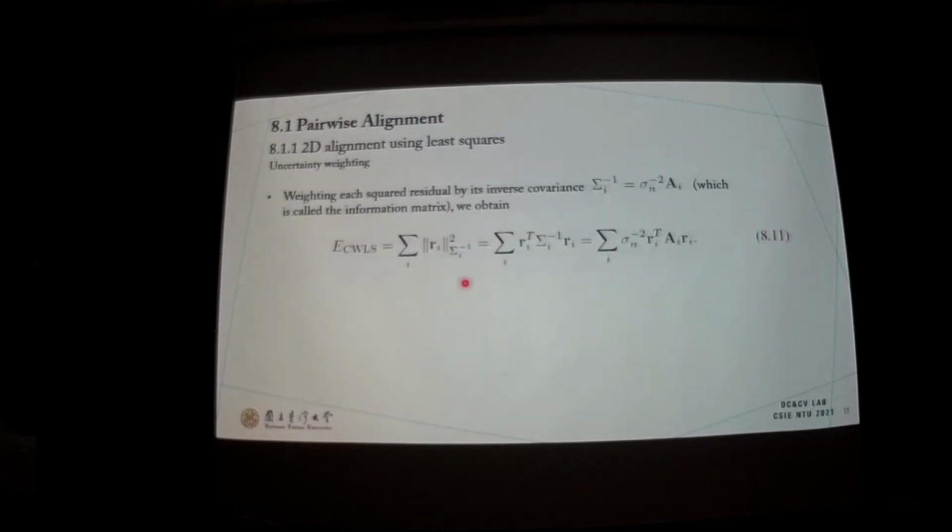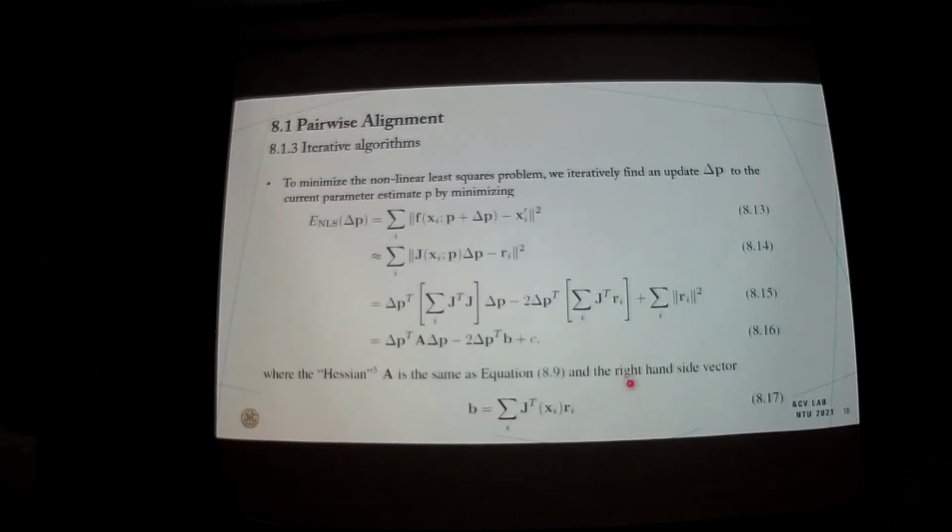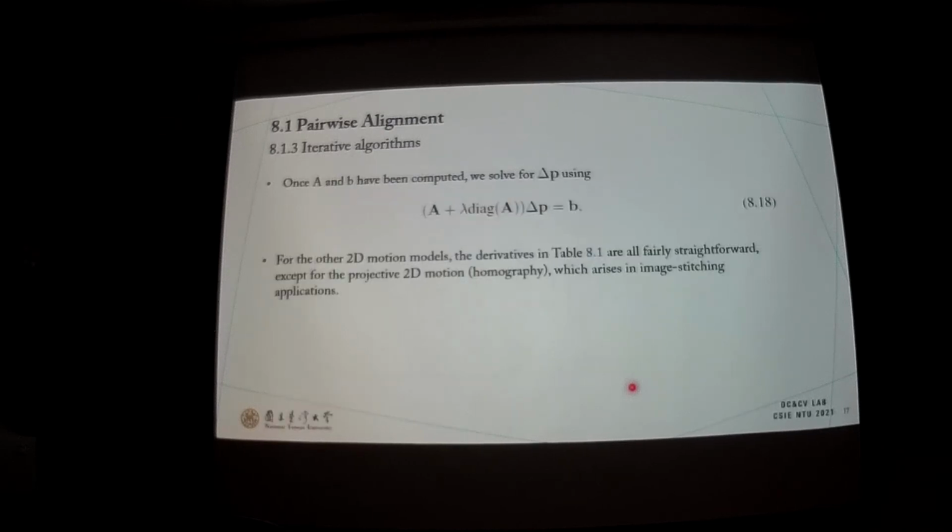The same as here. For the right hand side, for the vector b, we can obtain b by using this equation: b is the sum of j transpose xi and then ri. Once A and b have been computed, we can solve for delta p using this condition: A plus lambda diagonal of A, times delta p, equals b.